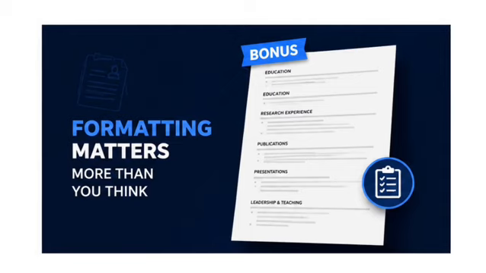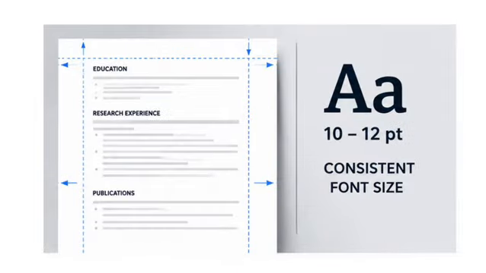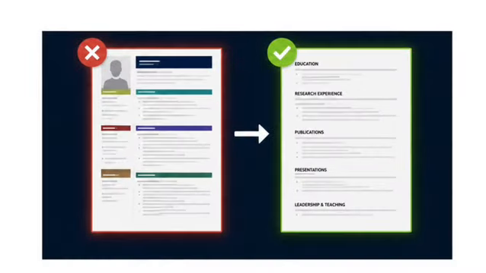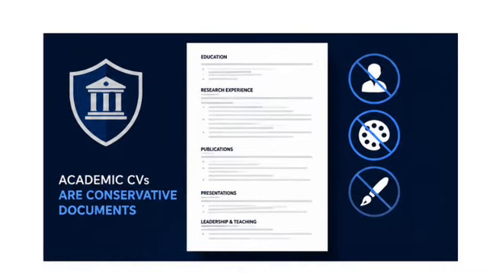Reviewers spend about 60 to 90 seconds on the first pass of your paper and your application. Formatting matters more than you think. Clear margins, consistent font size, 10 to 12 points, clear section headers, no photos, no colors unless you're in a field where they're conventional. Academic CVs are conservative documents.